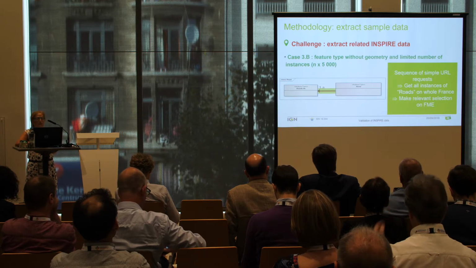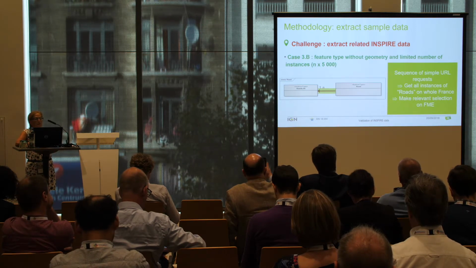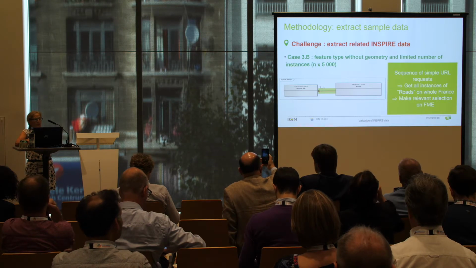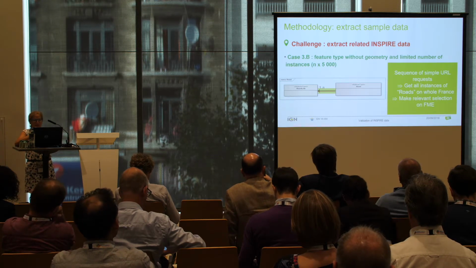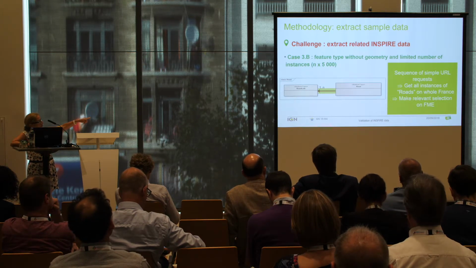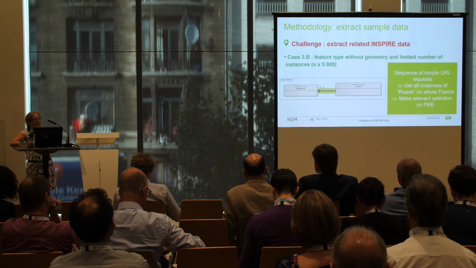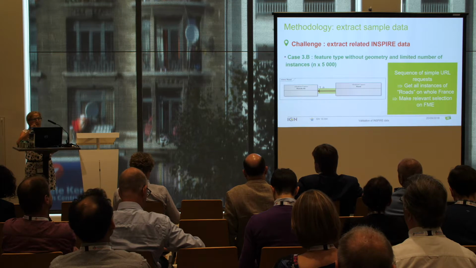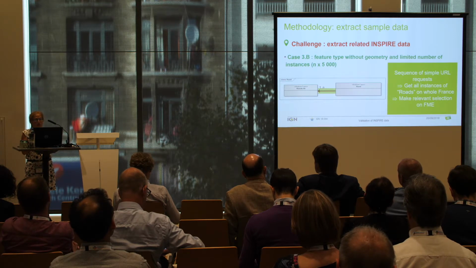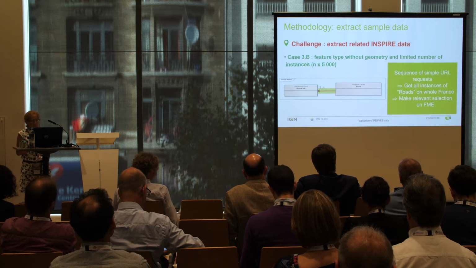So in this case, it really doesn't work smoothly. What we do sometimes, if we have a feature type without geometry but a limited number of instances, for instance, a small set of 5,000 features, such as road, where the association is still from road to road link, but as there are not so many roads, we do a sequence of requests, and so we upload all the roads for making our test. And then we make the selection on the GIS, on FME.